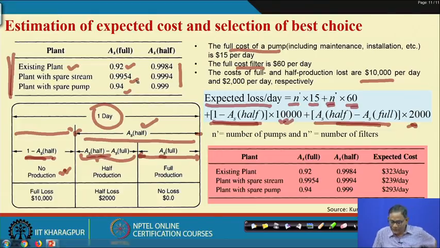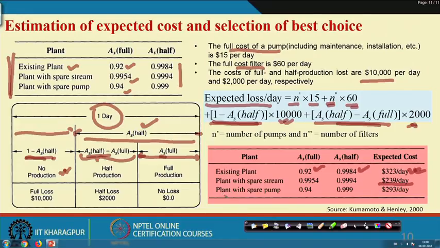So, now using this and the number of pumps and cost, you found out that if you continue with the existing plant, the cost is $323 per day. If you go for the second alternative, that is plant with spare trim, then it is basically $239 per day. And if you go for the third alternative, plant with spare pump, it is $293 per day, not rupees, we have used dollars. Okay. So, considering the expected cost, the second alternative gives you the better result.